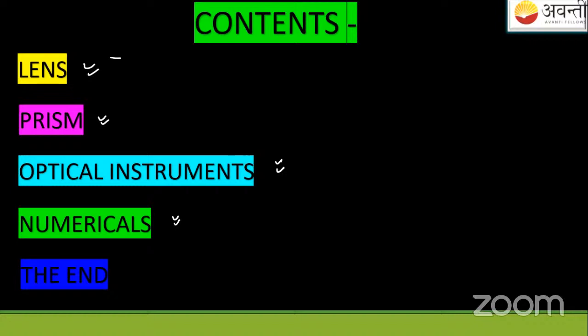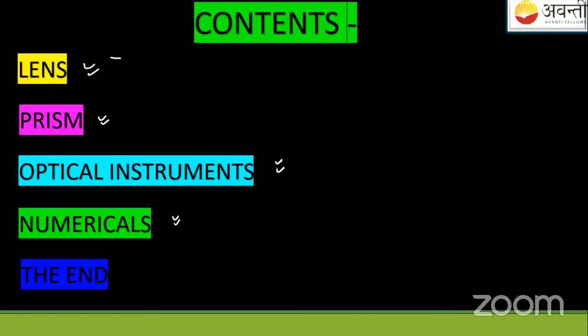Okay, students. So now we'll be starting the lenses. We have completed till refraction through a simple spherical refracting surface. Now we'll start with the lenses. I have seen on YouTube where we ended in the previous class.